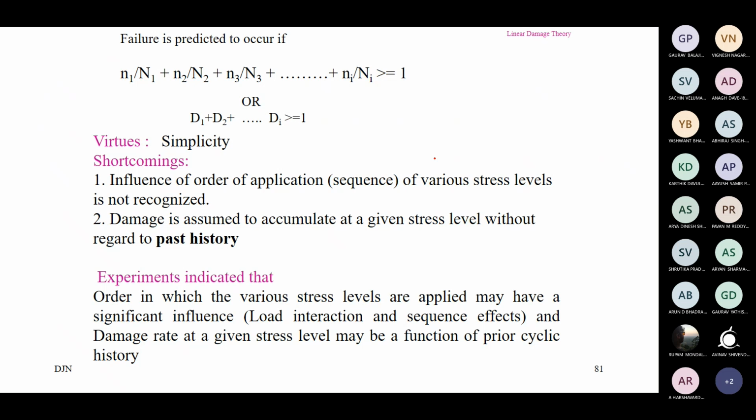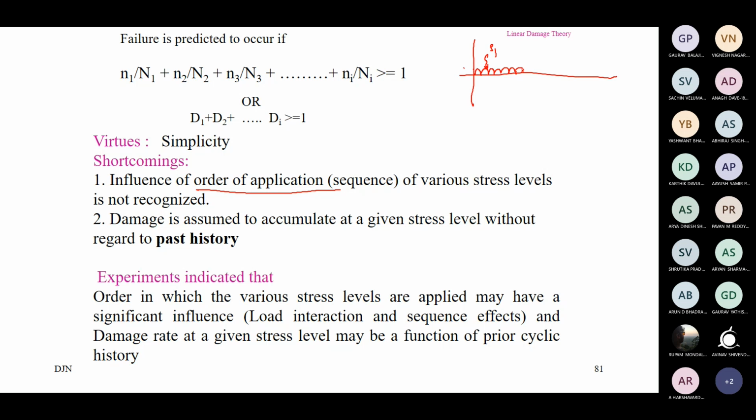But as I explained in our previous class, the influence of order of application, or in short form, the sequence effect, cannot be taken into this rule. Say, for example, let us talk about that. Say I am applying some n1 number of cycles of this magnitude. Let us say this is S1 magnitude, S1 type of load.